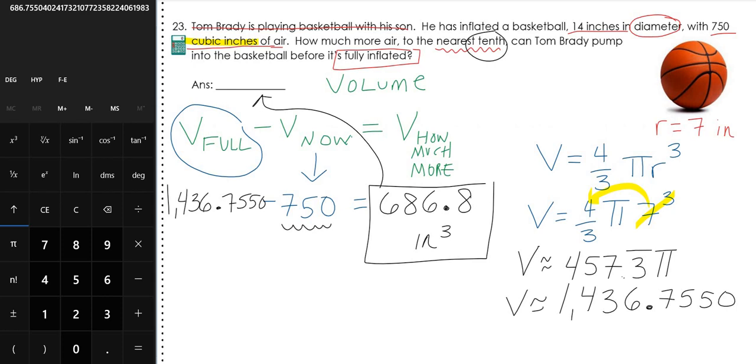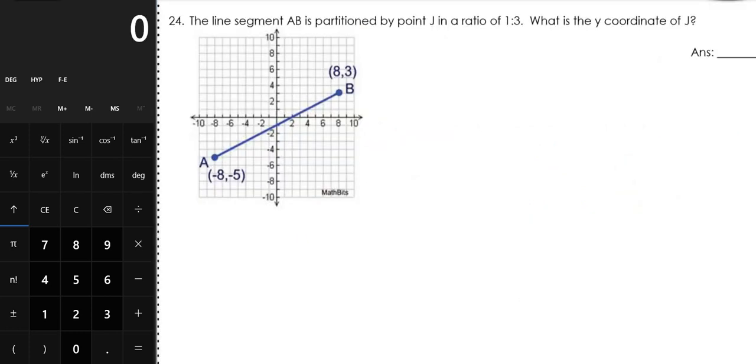Okay, let's move on to number 24. Number 24. The line segment AB is partitioned by point J in a ratio of 1 to 3. What is the y coordinate of J? So pay attention, they're only going to ask you for the y coordinate. We're going to, however, do both the x and the y coordinate, because it's great to test whether or not your answer makes sense. So I'm going to do the whole thing, get both x and y.